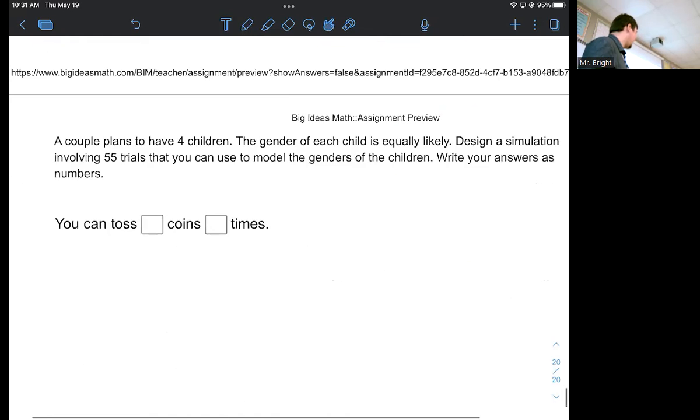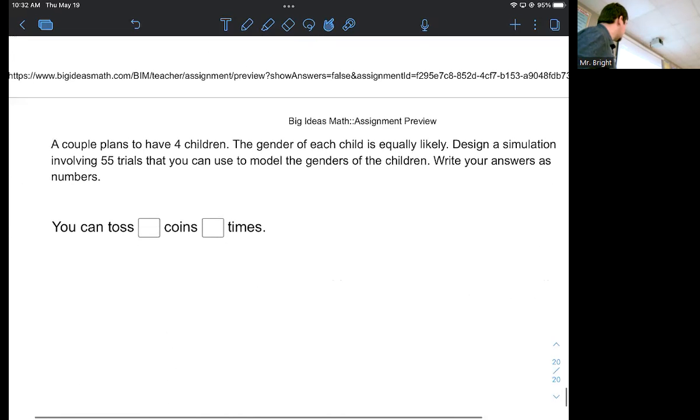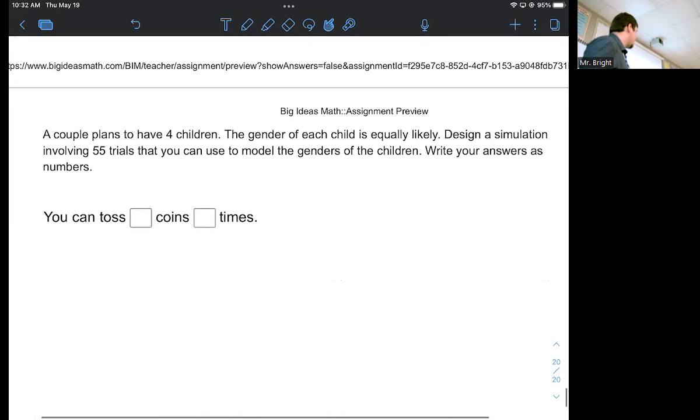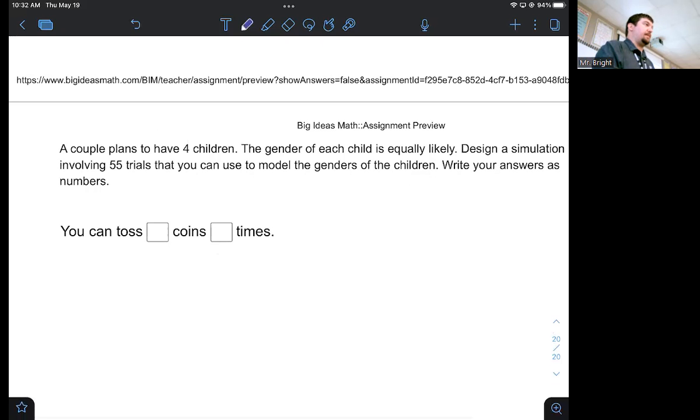Our last one, number 54, says, a couple plans to have 4 children. The gender of each child is equally likely, as we know, we've kind of talked about that already. Design a simulation involving 55 trials that you can use to model the genders of the children. Write your answer as numbers. Okay, so they're saying that we could use coins. Why can coins be used to determine the gender of a baby? Because there's 2 genders and 2 options on a coin. Heads for boy, tails for girl, or vice versa.